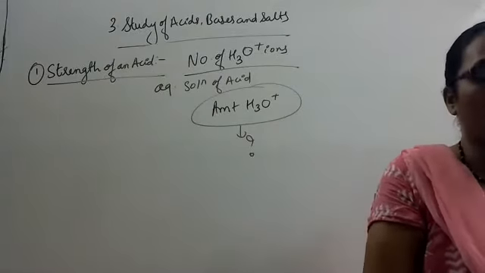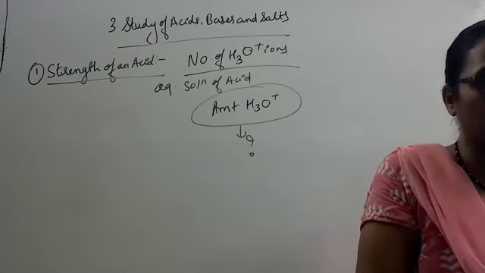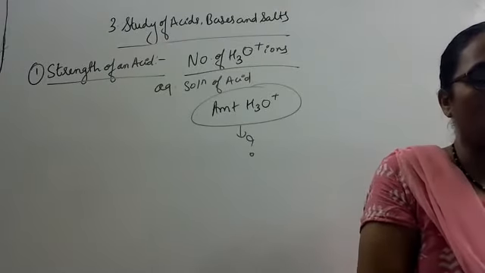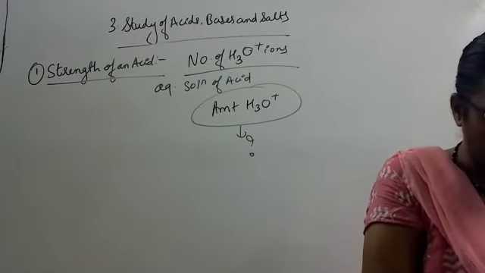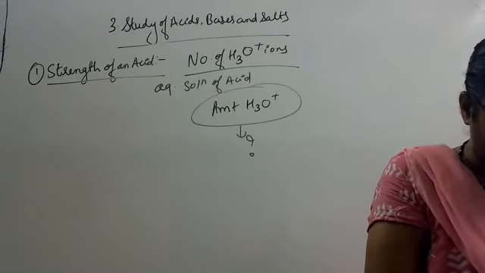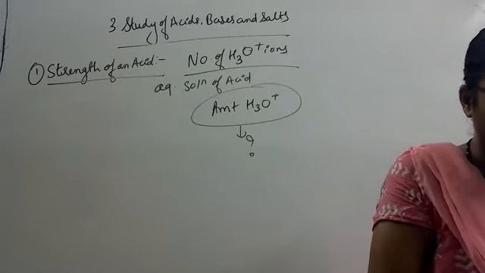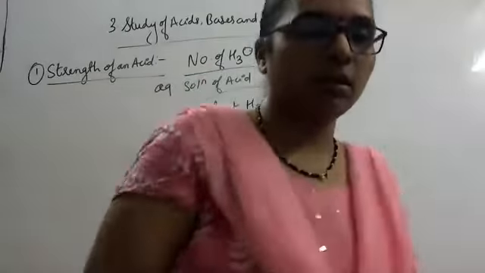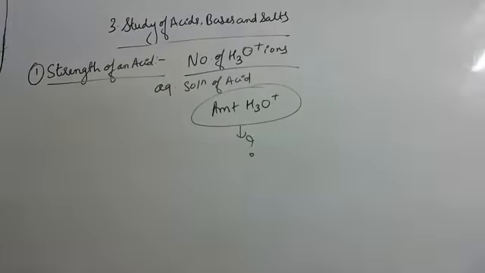More the concentration, more the amount of hydronium ions, stronger will be the acid. Less the amount of hydronium ions, the acid will be weak. So give the heading. Ma'am, what is that AQ solution? Ma'am, what is that AQ behind solution?